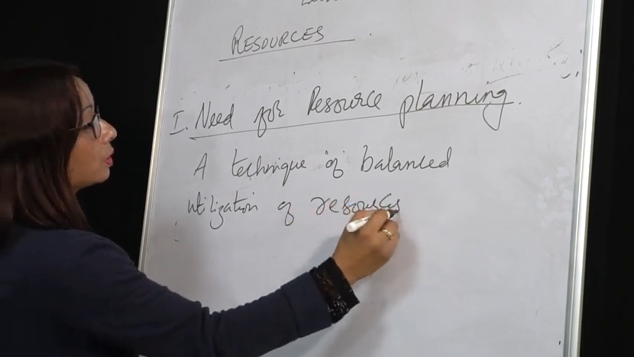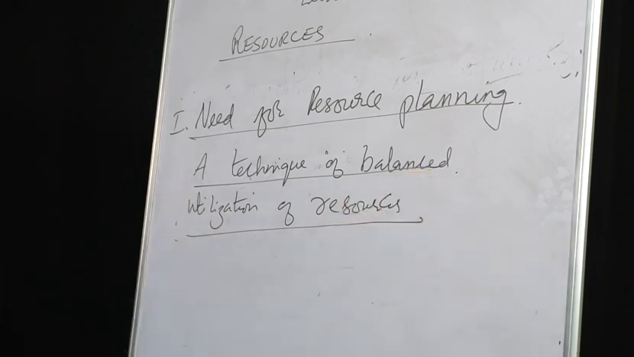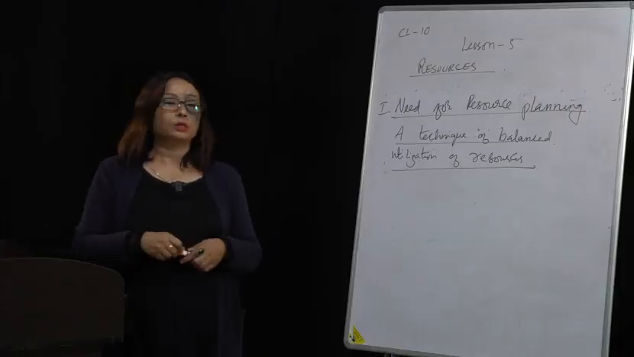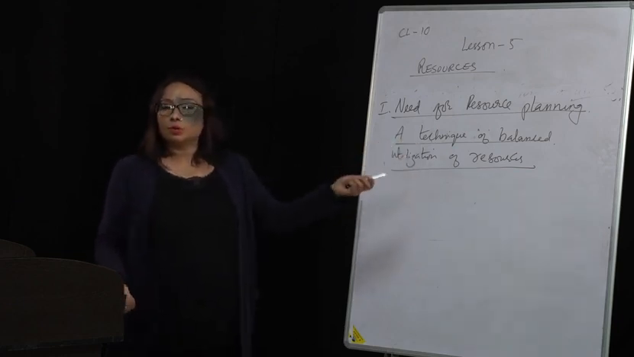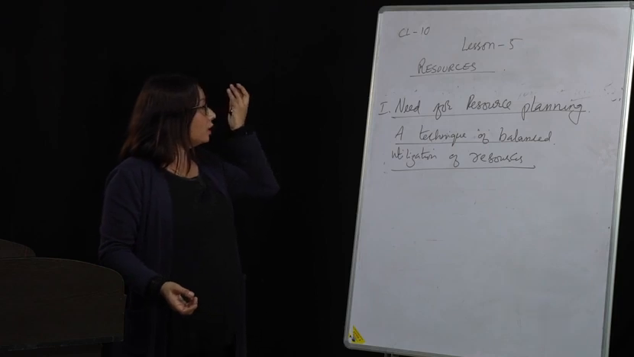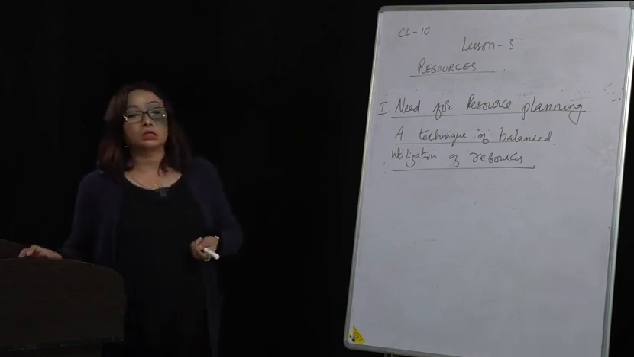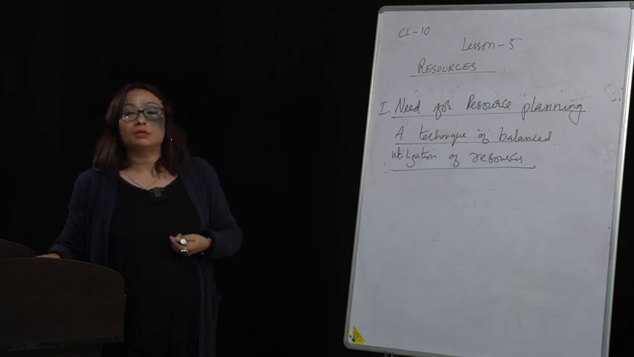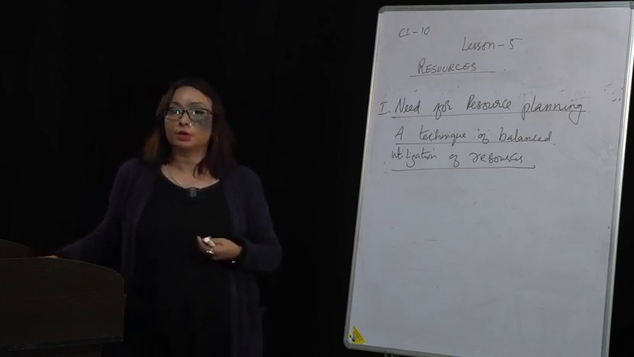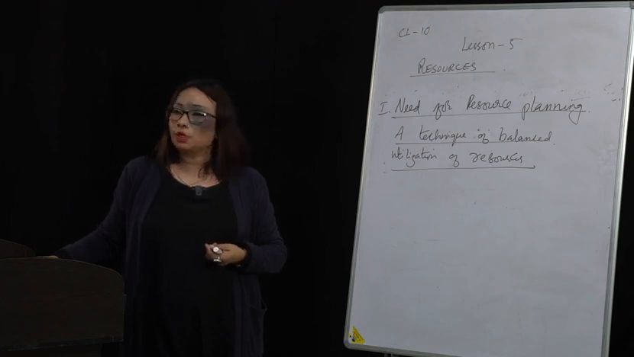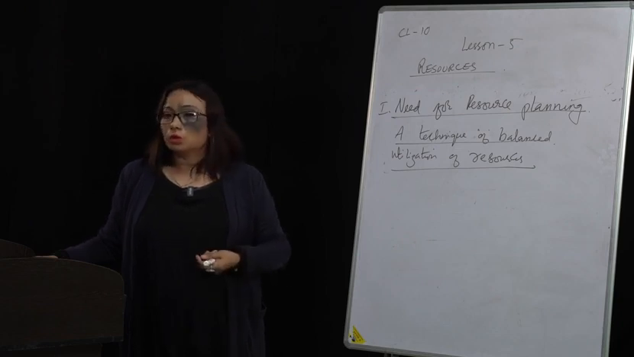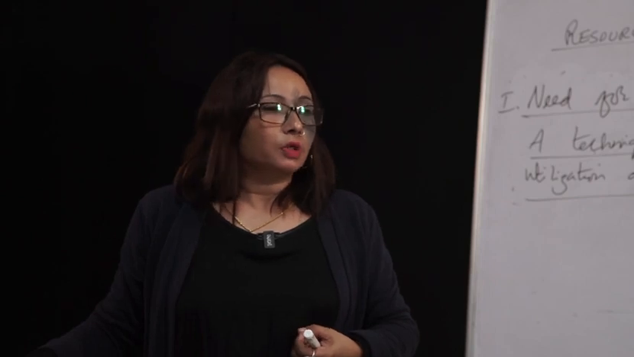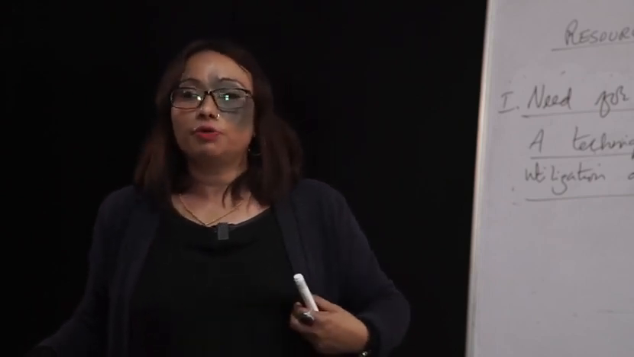So resource planning is a technique of balanced utilization of resources. Now, why do we need to have a technique? A technique means a method. Why do we need a method of balanced utilization of resources? What is the need? Because resources are very unevenly distributed in the country or in the world. There are some countries which are very rich in certain resources but do not have other resources at all. So resources are very unevenly distributed. Unevenly means it is not fairly distributed.